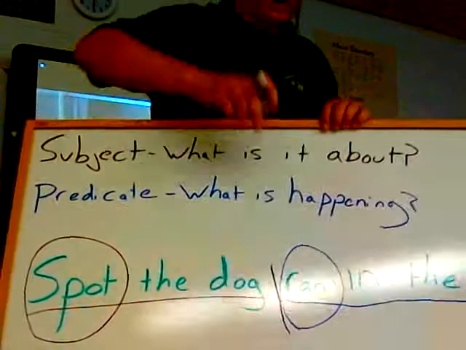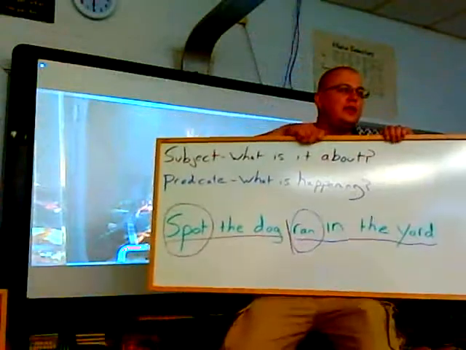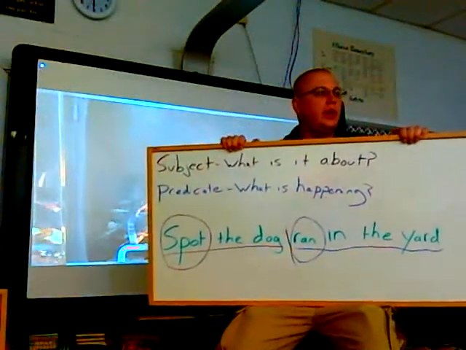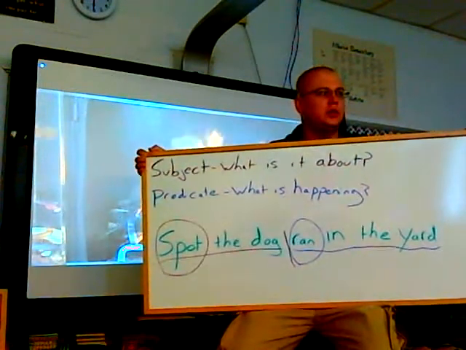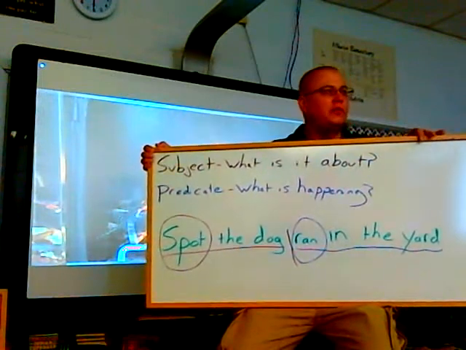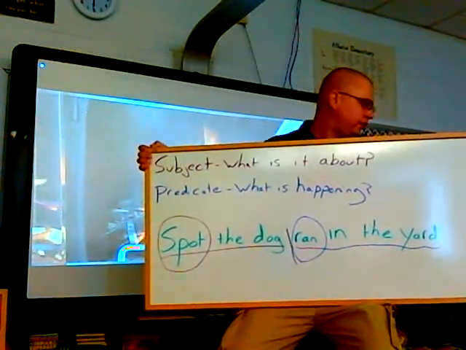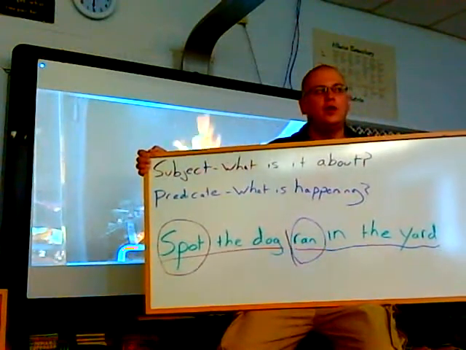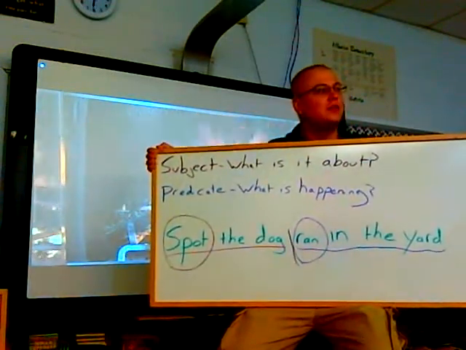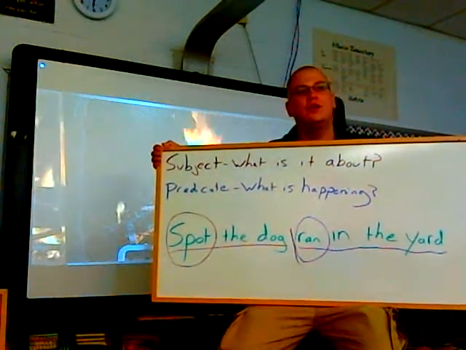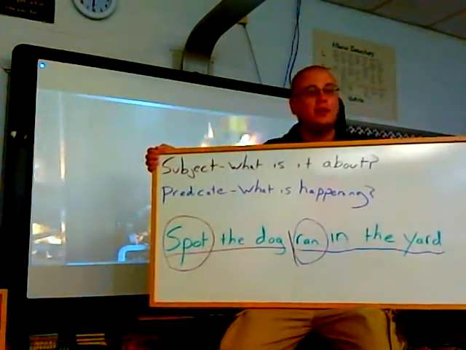So, students, what if I gave you the sentence, Spot ran, period. 2 words, 1 punctuation. Is that a complete sentence? No. Oh, but I have tricked you. Does the sentence have a subject? Yes. Does that sentence have a predicate? Yes. Does that sentence have ending punctuation? Yes. So is it a sentence? Yes. Is it a good sentence? No. Not particularly. It's kind of boring.